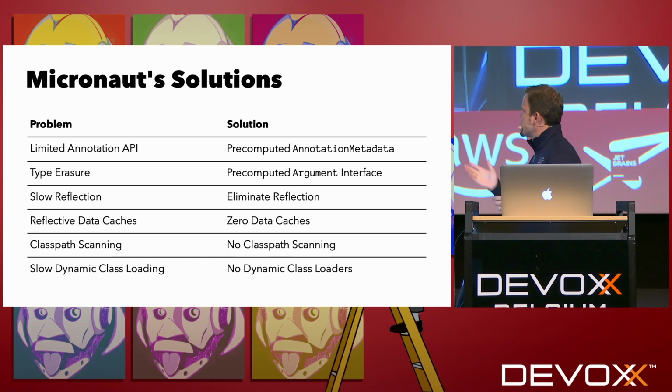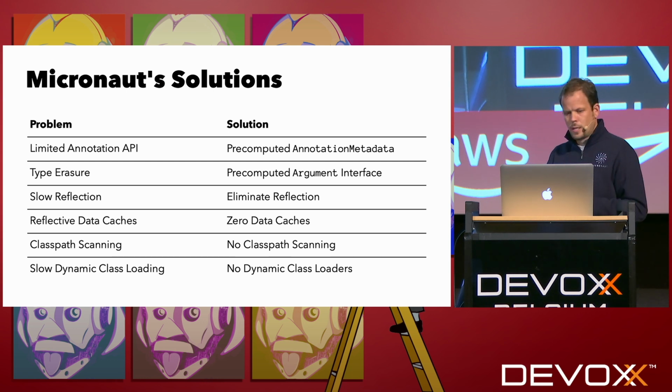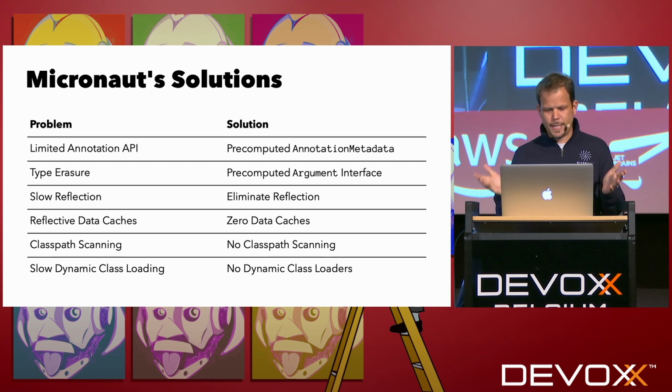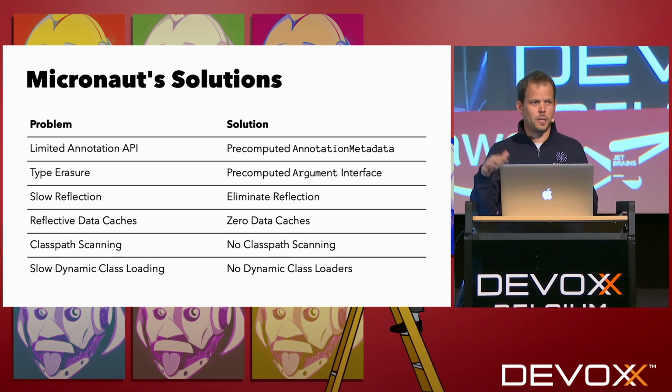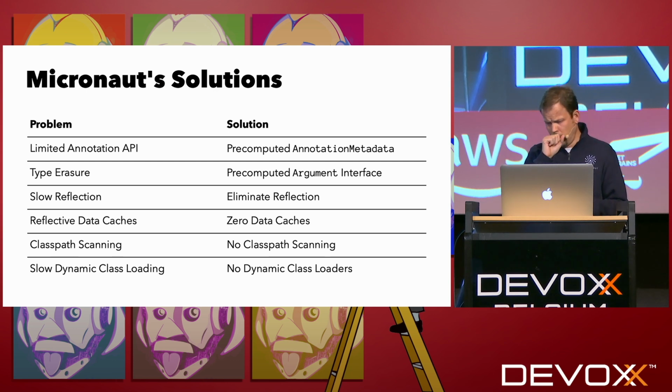There's no classpath scanning in Micronaut, so we don't scan any classpaths. There's also no dynamic class loading. It's just a main method, system class loader. We don't have any dynamic URL class loaders. There are no weird class loader hierarchies, and no weird class loader issues to deal with.